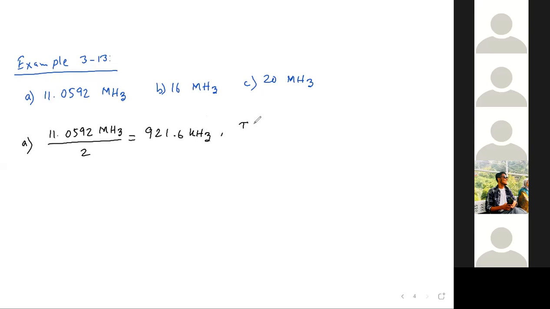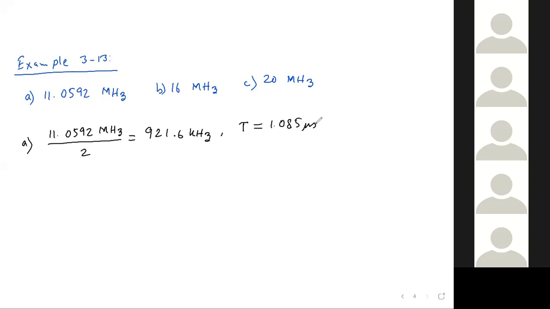If that is the case, what is the time period of one machine cycle? I'm telling you that the frequency of one machine cycle is 921.6 kilohertz. Now tell me, what is the time period of one machine cycle? 1.08 microseconds. 1.08 into 10 to the power minus 6. To be specific, 10 to the power minus 6 is microsecond.